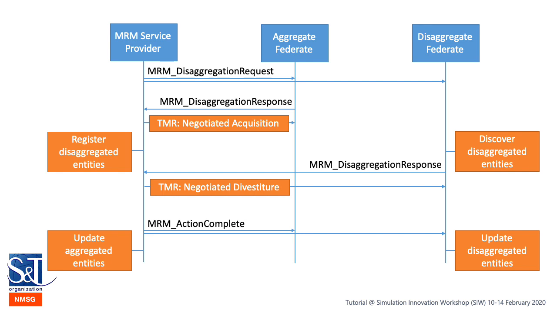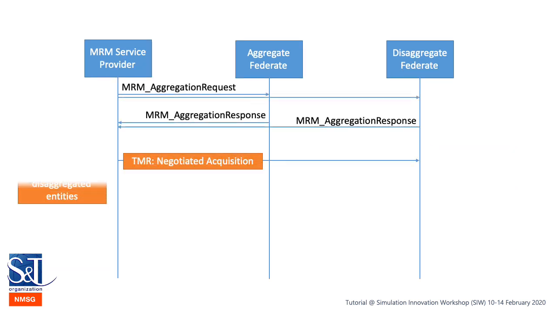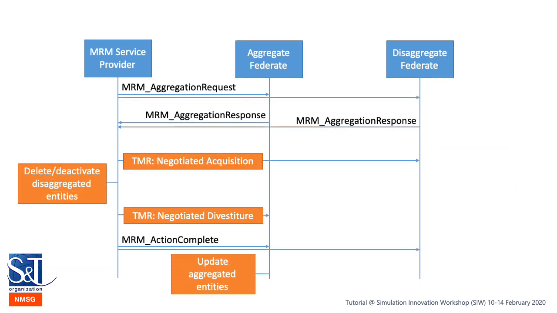Then you update the disaggregate entities, and then of course you can also update aggregate entities as well. Vice versa, for aggregation or re-aggregation, you send a request, you get a response, and then you start taking back ownership from the disaggregate federate in order to take the ownership of all those platforms. You either delete them as entities in the simulation or deactivate them, and then you transfer the modeling responsibility of the aggregate unit back to the aggregate federate.